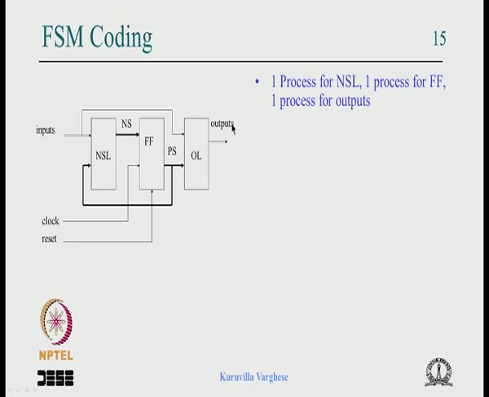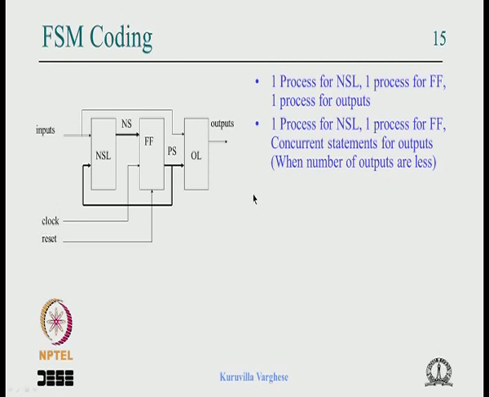But this can be avoided if the outputs are coded in concurrent statements. Suppose O1 and O2 are the outputs, then you can say with present state select, O1 gets 1 when S0 or S5 or S6, something like that, else 0. So in one statement, two concurrent statements, the output can be written. So if you see that the number of outputs is much less compared to the number of states, then it is better to write the concurrent statement for this output logic. So that is another way of looking at it.